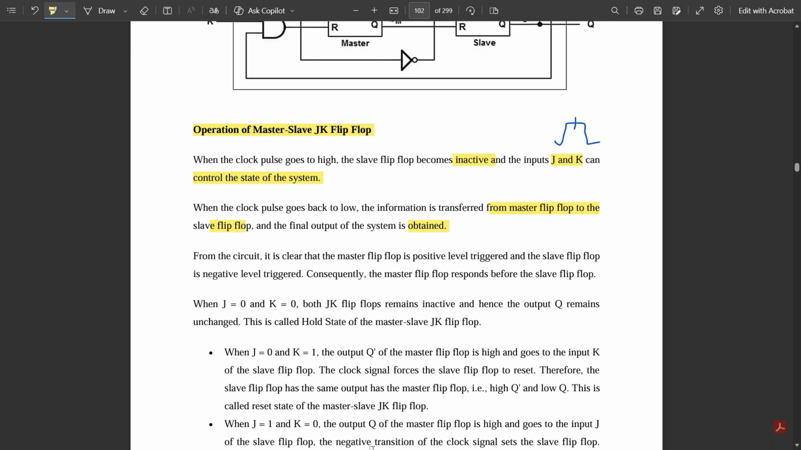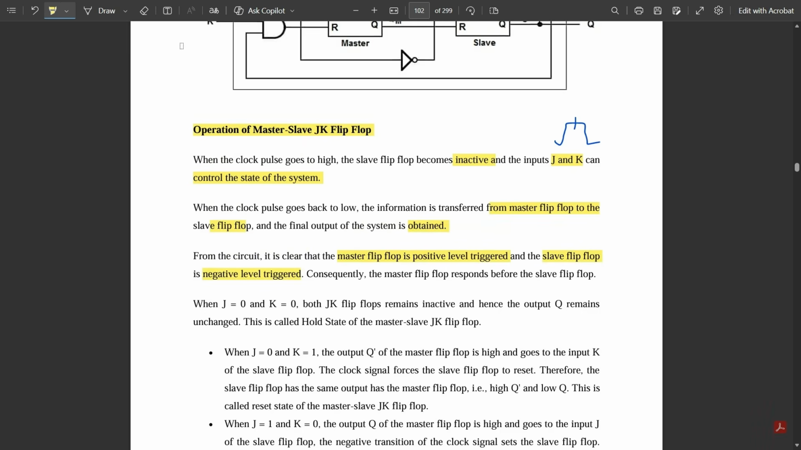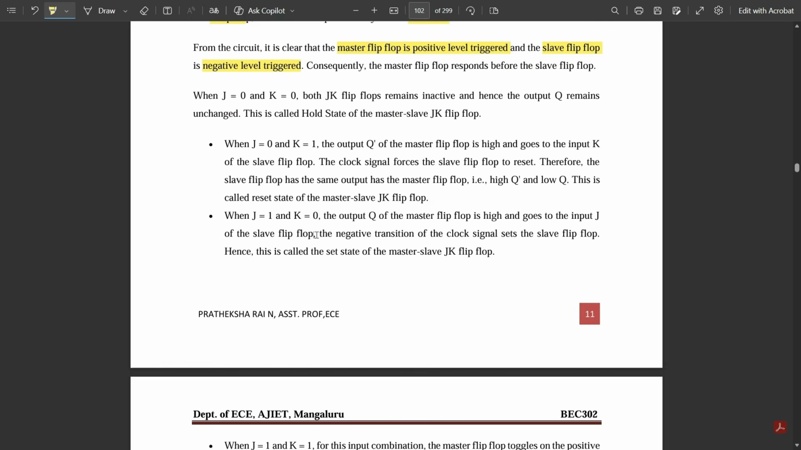So from the circuit it is clear that the master flip flop is positive level triggered and the slave flip flop is negative level triggered. We have seen that the master flip flop is positive and the slave flip flop is negative level triggered. Consequently, the master flip flop responds before the slave flip flop. So let us see what happens for each input condition.